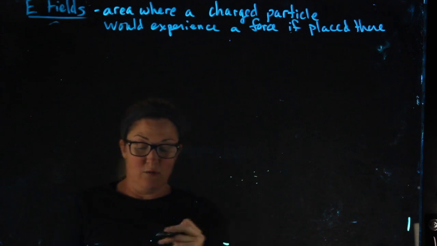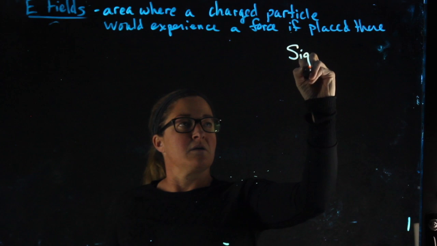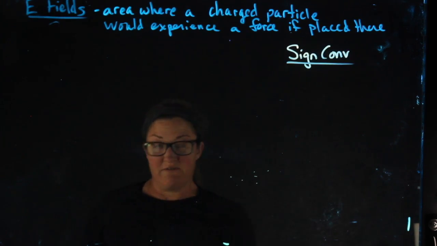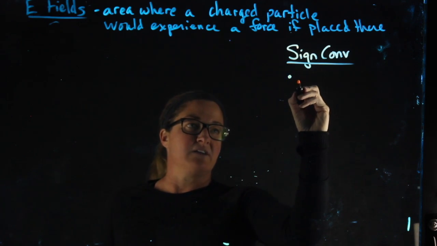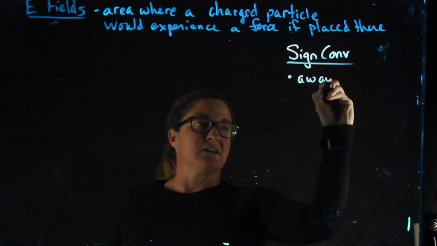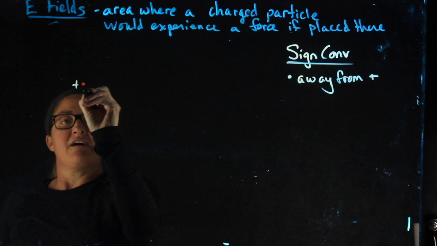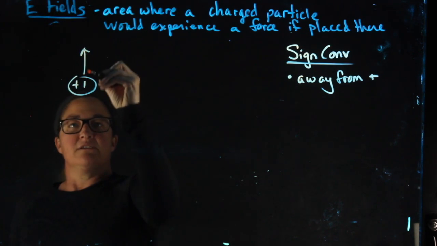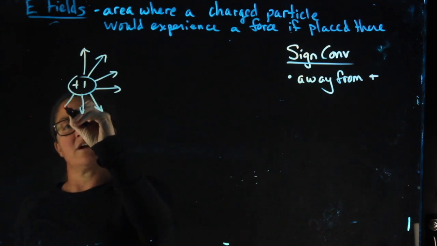But first we need to deal with some of the sign conventions for an E field, or the direction of an E field. One of the ways that we define the direction of an E field is away from positive. So if I have a positive 1 microcoulomb charge here, I would define the E field as away from it in all directions.